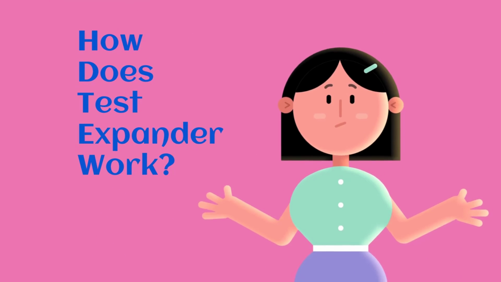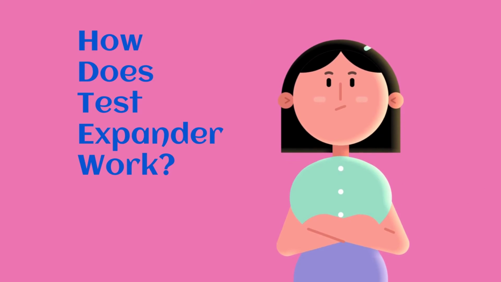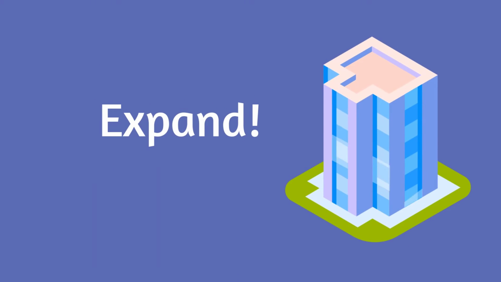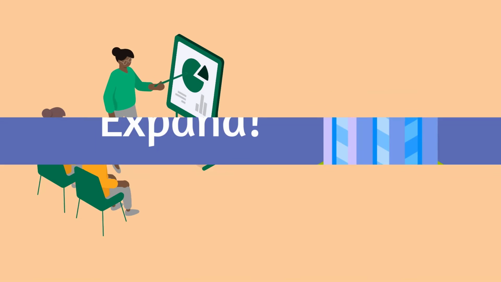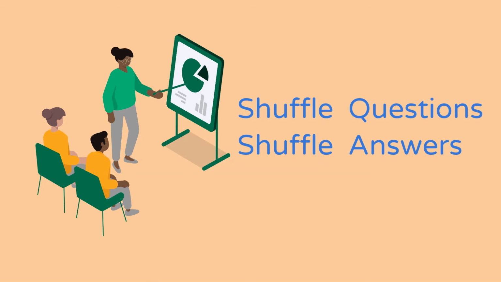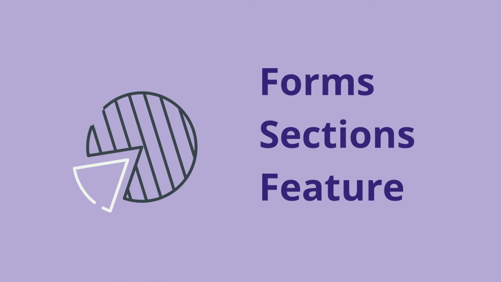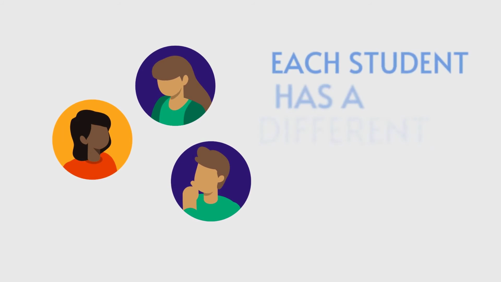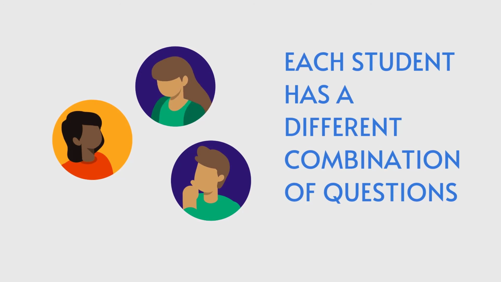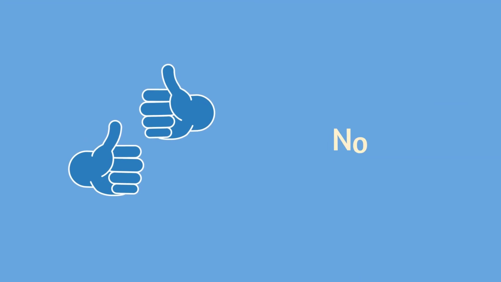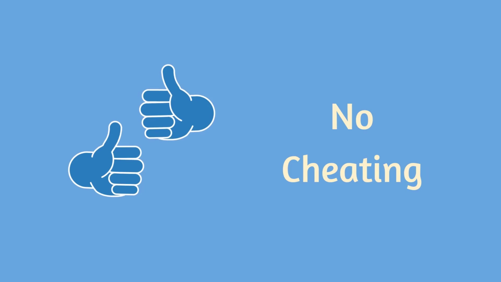So, how does Test Expander work? It expands the capacity of Google Form testing function. With Google Forms, you can only shuffle the existing questions and shuffle the answers. Test Expander add-on uses the section feature. With Test Expander, you can tell Google how many questions you want and it will choose it randomly. Which means each student has a different combination of questions. This way, cheating becomes almost impossible.